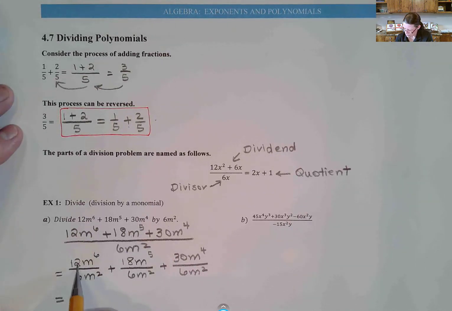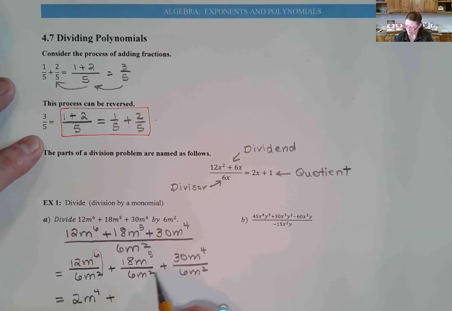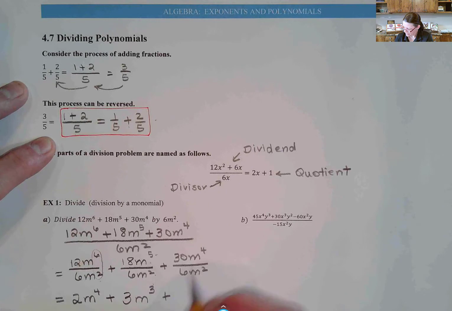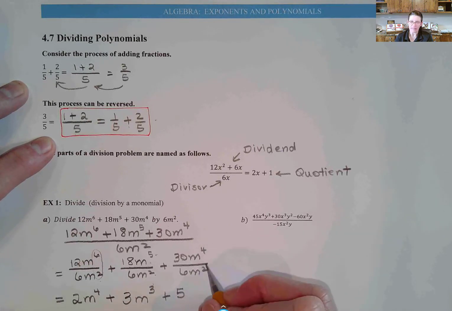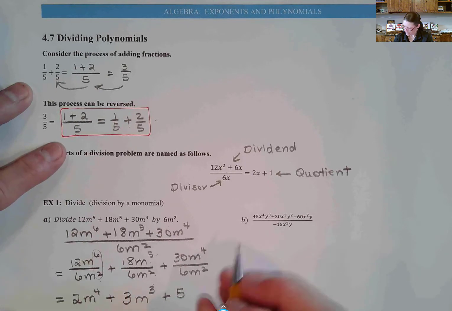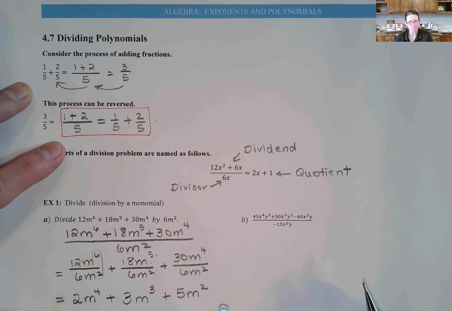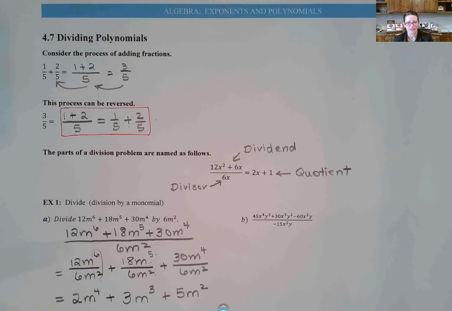Well, 12 divided by 6 is 2, and m to the 6th divided by m squared, subtracting exponents, use the quotient rule. 6 minus 2 is 4. So this first term is 2m to the 4th. Our next term, 18 divided by 6 is 3. And m to the 5th divided by m squared is m to the 3rd. 5 minus 2 is 3. Lastly, 30 divided by 6 is 5. And m to the 4th divided by m squared is m squared. Stop there. We cannot combine any of these like terms.